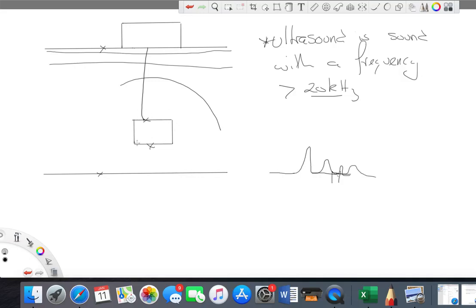And within my rectangular baby, you would have differences in density because you would have skin, you would have fat, you would have bone, you would have cartilage, you would have different densities of flesh, you'd have kidneys, and you'd have brain, and so on. So all those different densities, those boundaries between those densities will cause reflections. And so those reflections allow you to build up an image of the unborn baby.